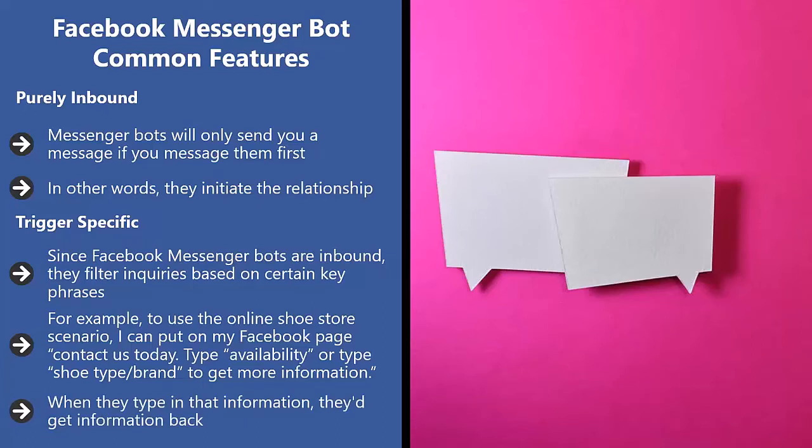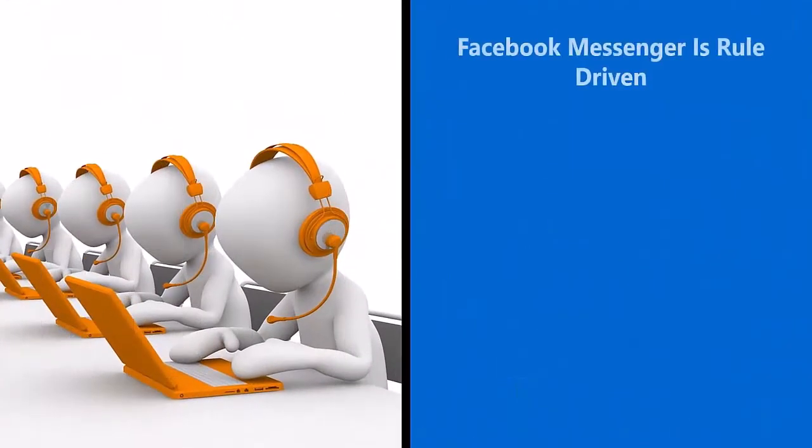When they type in that information, they'd get information back. If they type the wrong information and it doesn't prompt the right feedback, I can put a generic catch-all message that notifies them that I read all engagements, and once regular business hours resume, I will get in touch with them through Facebook Messenger.